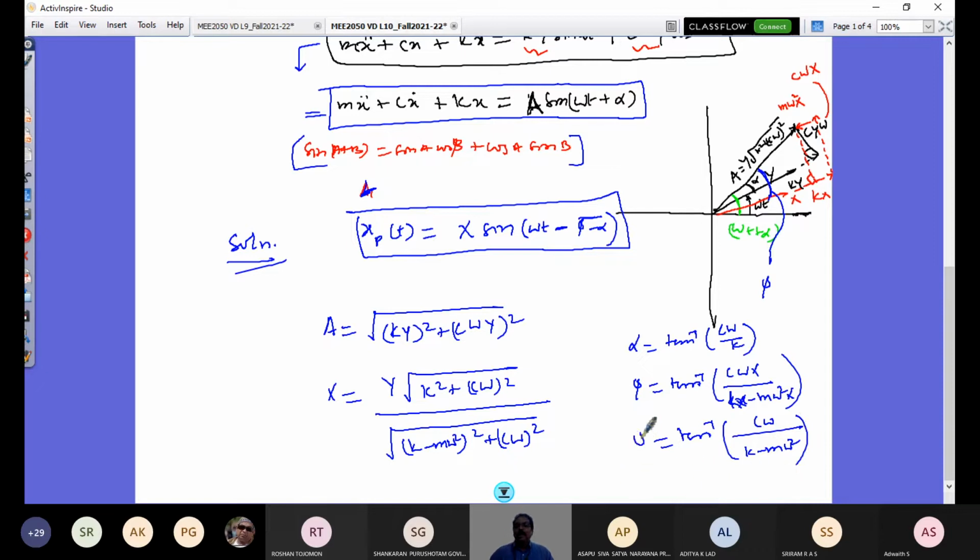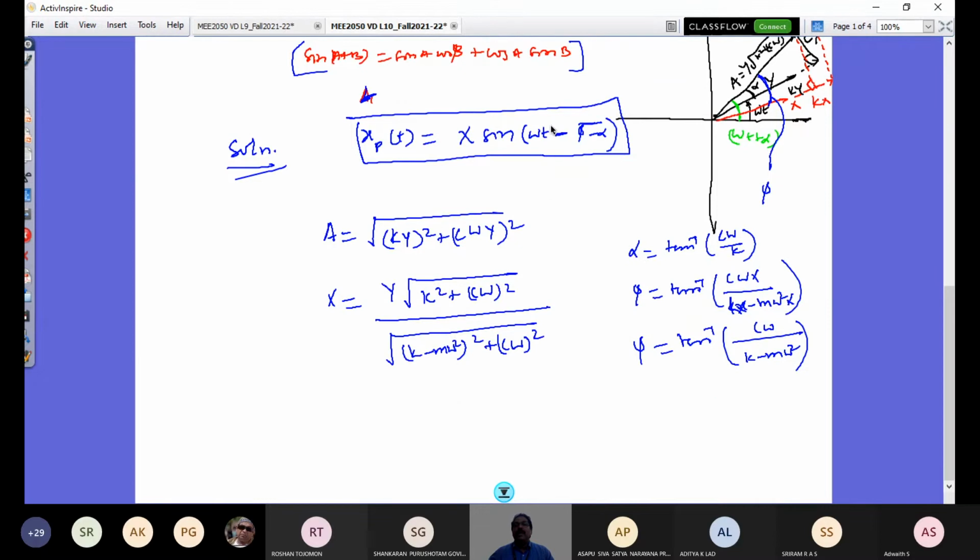That is fine. But now, what is the phase lag from the excitation? Phi minus alpha is my phase. Phi minus alpha is my actual phase difference with respect to the excitation. So the excitation is y of t equal to y sine omega t, and the response is x of t, that is x sine omega t minus phi minus alpha.